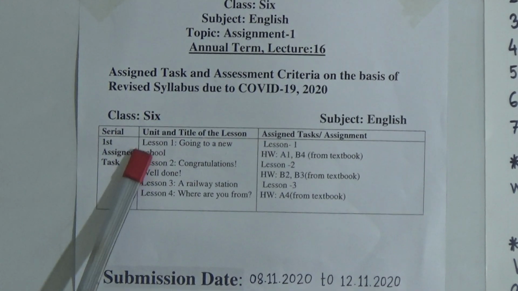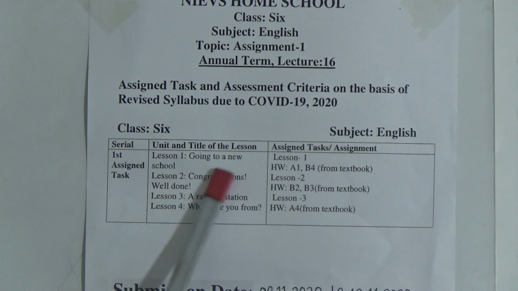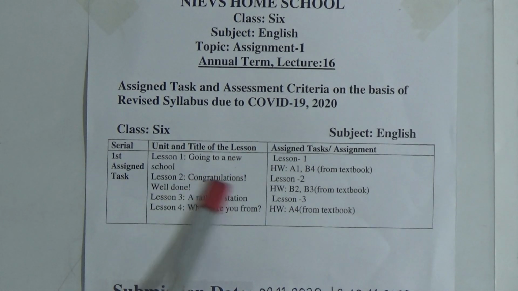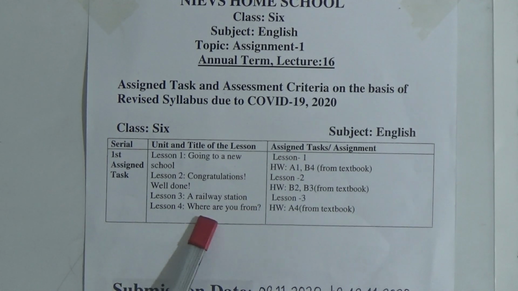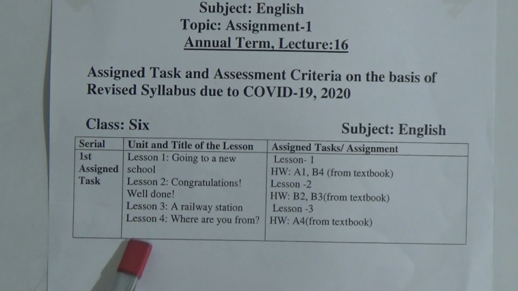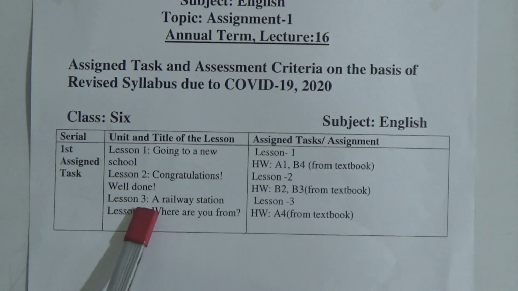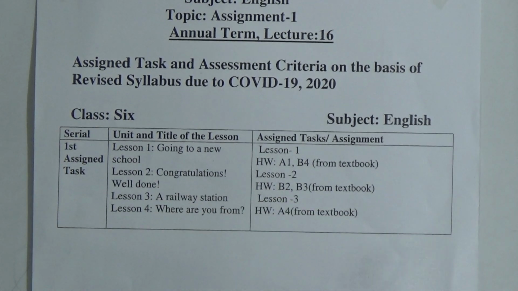And unit and title of the lesson are, now look, lesson 1, going to a new school, lesson 2, congratulations, well done, lesson 3, a railway station, lesson 4, where are you from. So now look, these are the lessons. You need to go through this lesson at first and then we will do the assigned tasks or assignment.